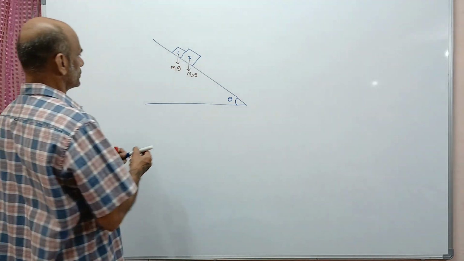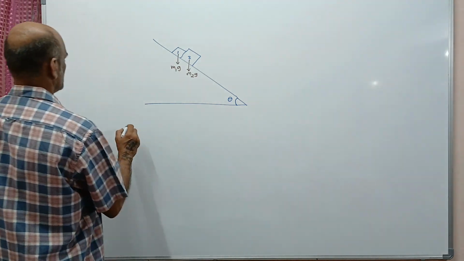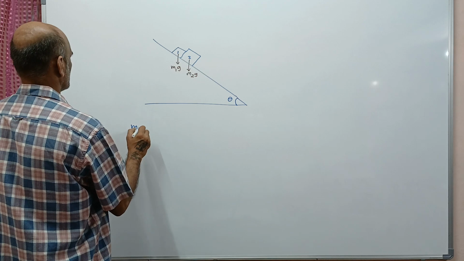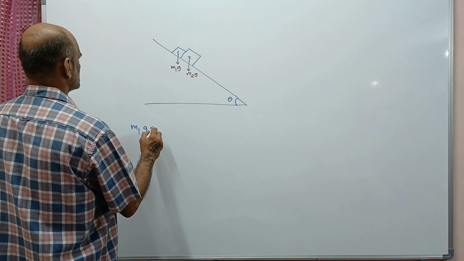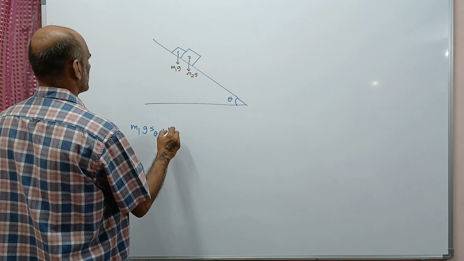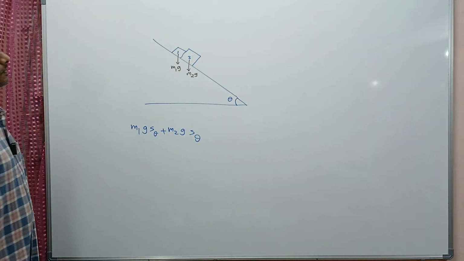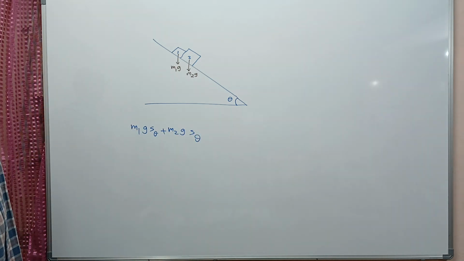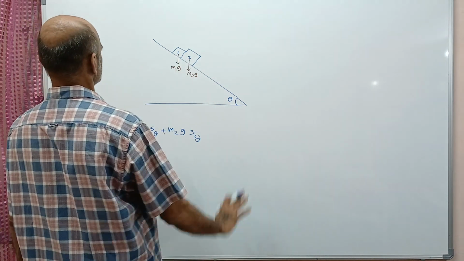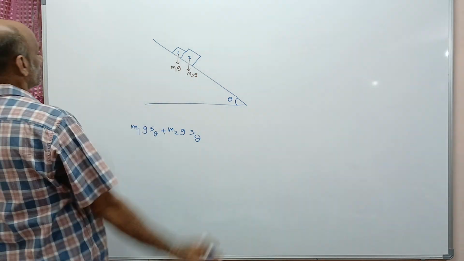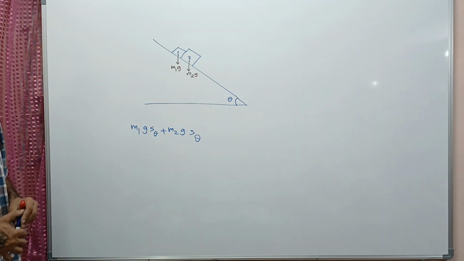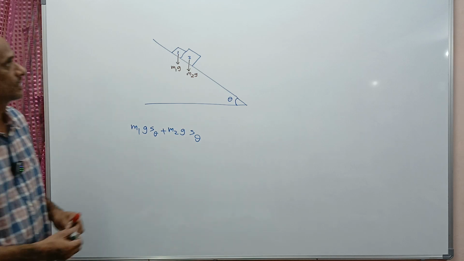So the net downward force will be m1g sine theta plus m2g sine theta. As theta is increased, at some stage it will start moving, and once it's moving, there are three possibilities.